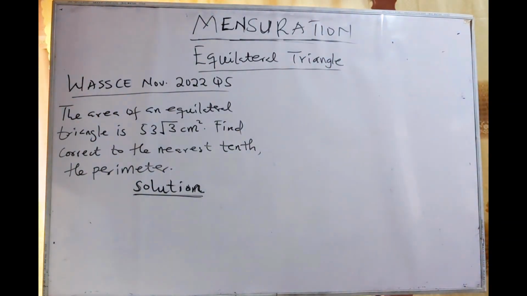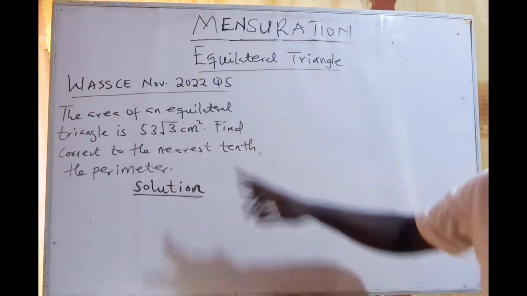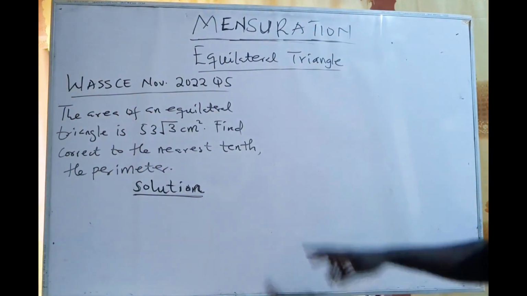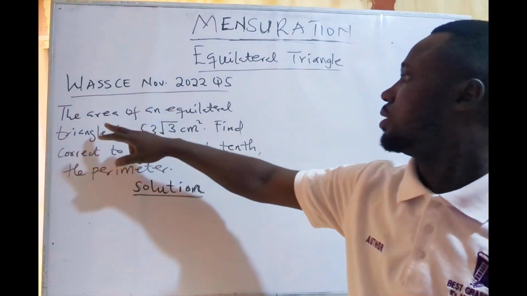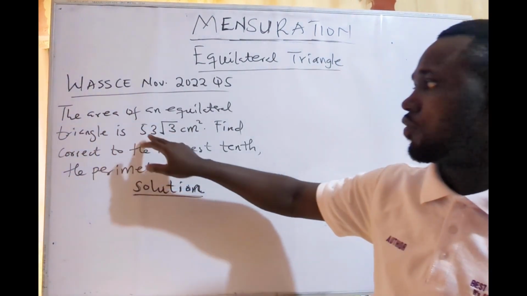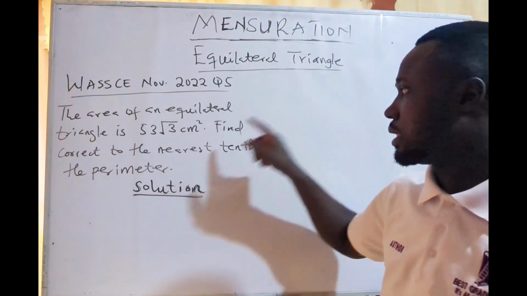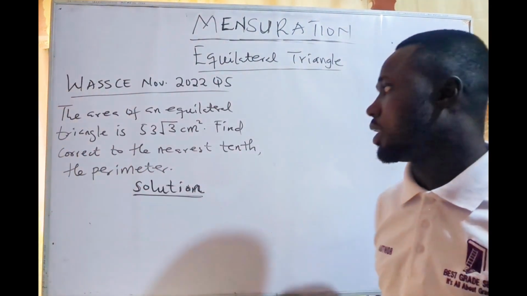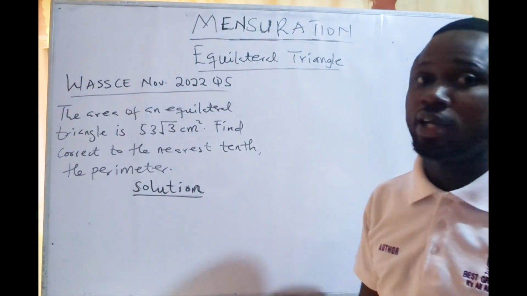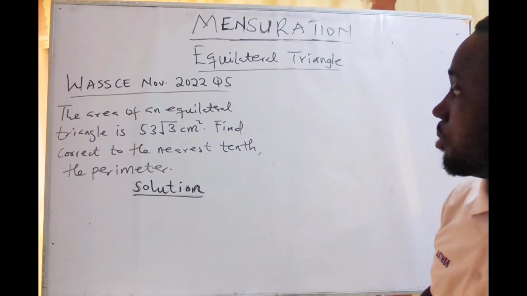Okay, let's look at the question here. WASSCE November 2022, question 5. The area of an equilateral triangle is 53 centimeters square. Find, correct to the nearest tenth, the perimeter. So you are given the area and you are supposed to find the perimeter.